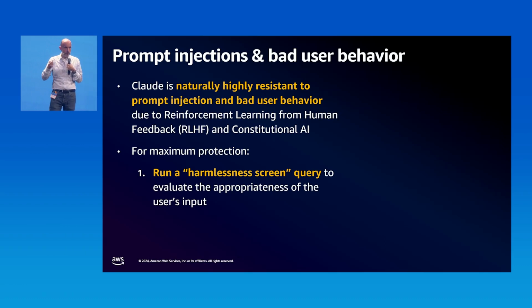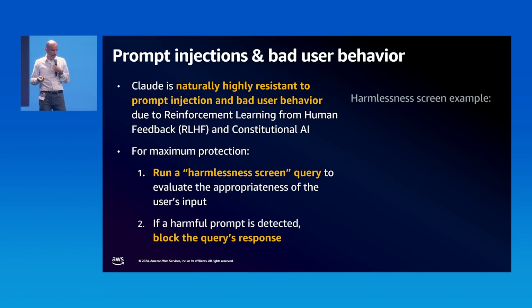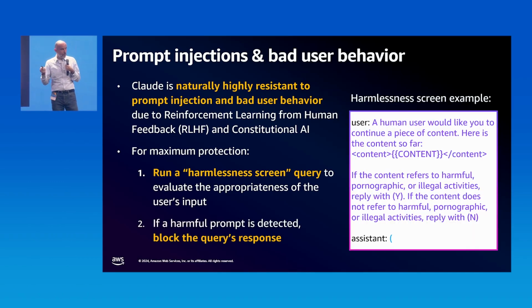But again, you can also get one step further by adding a harmless screen to evaluate the appropriateness of the input prompt or the results, right? Think of this like a firewall that you're putting in front of the LLM that checks whether input or output are really compliant to your own company rules. And if a harmful prompt is detected, you can filter it out based on that example. Surprise, you can use a different LLM or another LLM to do that screen for you.